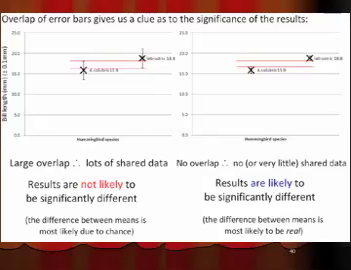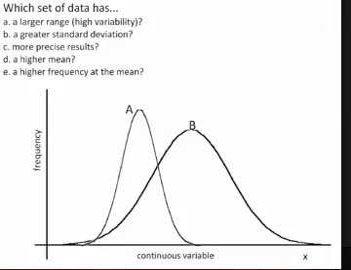That means that 18 is not too far away from 15. Okay? On the other hand, if we had smaller bars and the bars did not overlap at all, that means there is no or there is very little shared data. That means that the results are likely to be significantly different. That means that definitely 18 is different from 15, okay? The difference between means is most likely to be real. So based on this graph, you could say that C. latirostris in general have bigger beaks than A. colubris, okay?